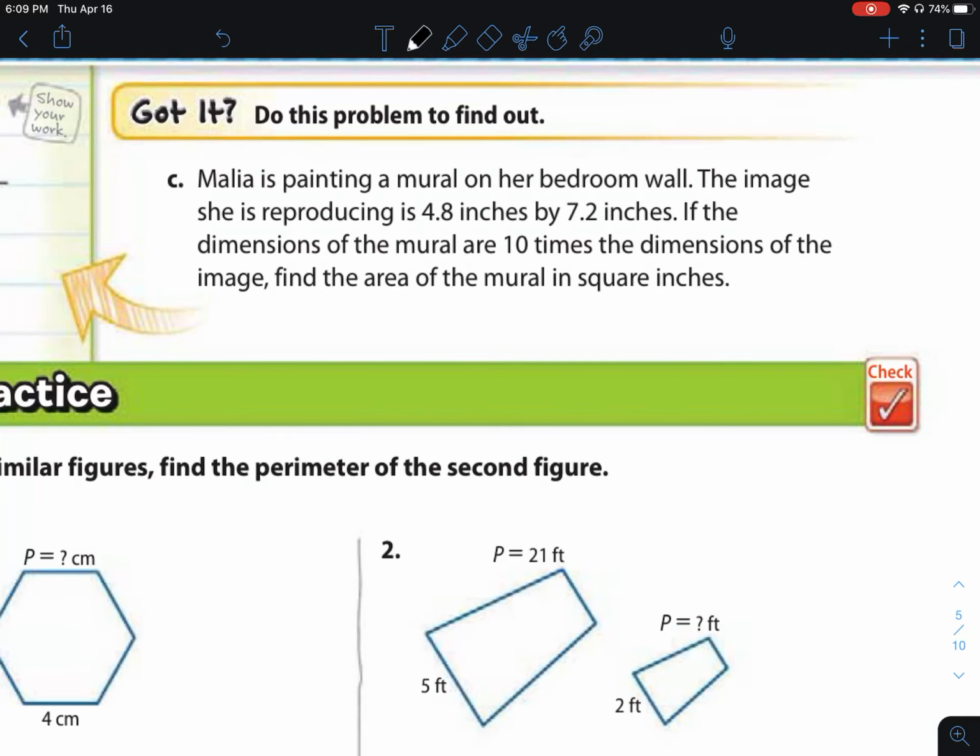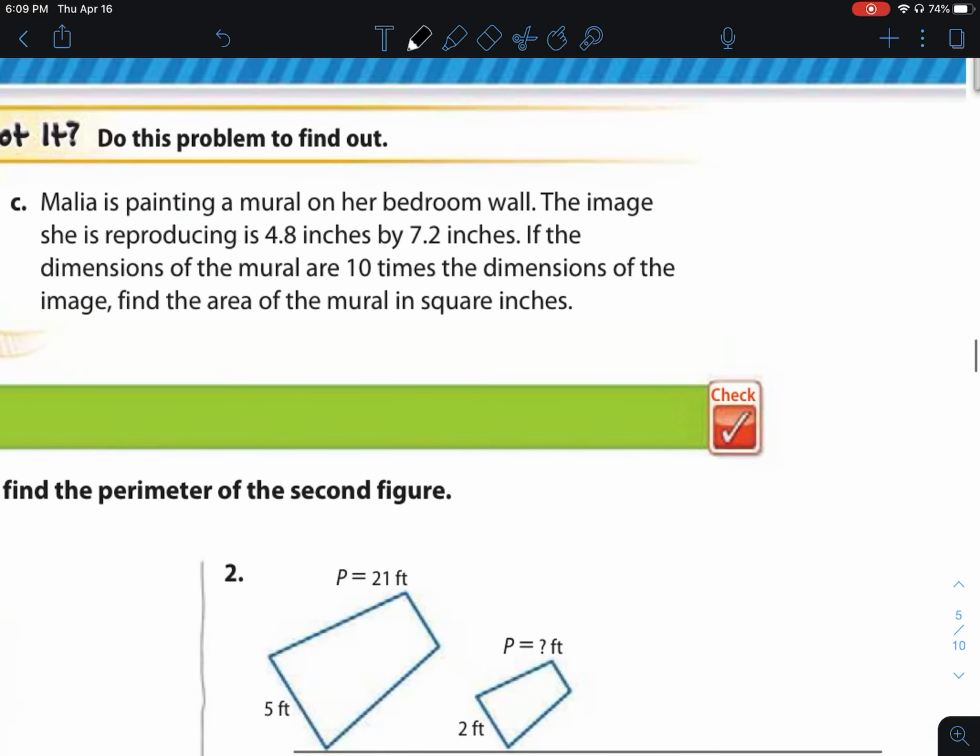Malia is painting a mural on her bedroom. The image she is reproducing is 4.8 inches by 7.2 inches. If the dimensions of the mural are 10 times the dimensions of the image, find the area of the mural in square inches.